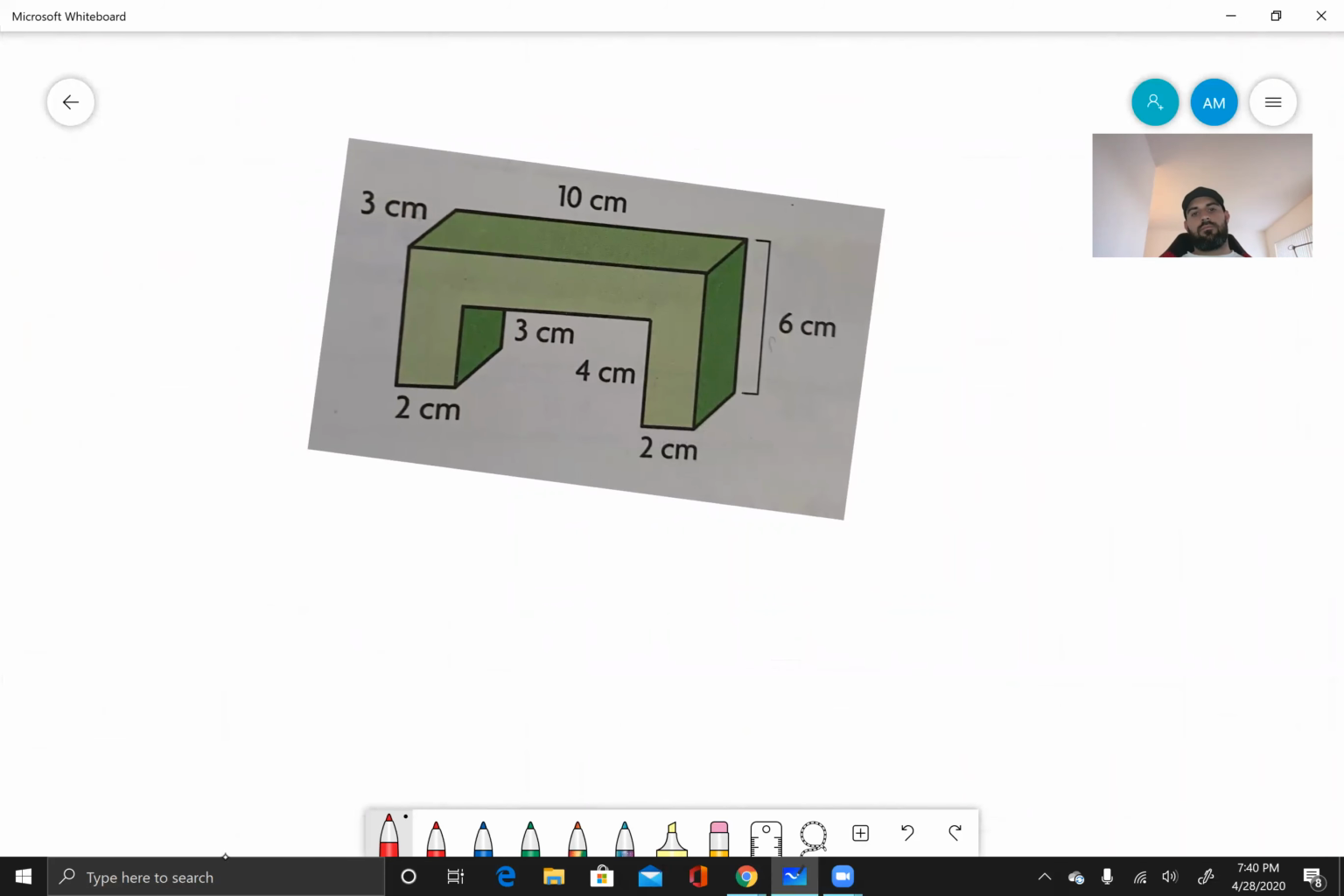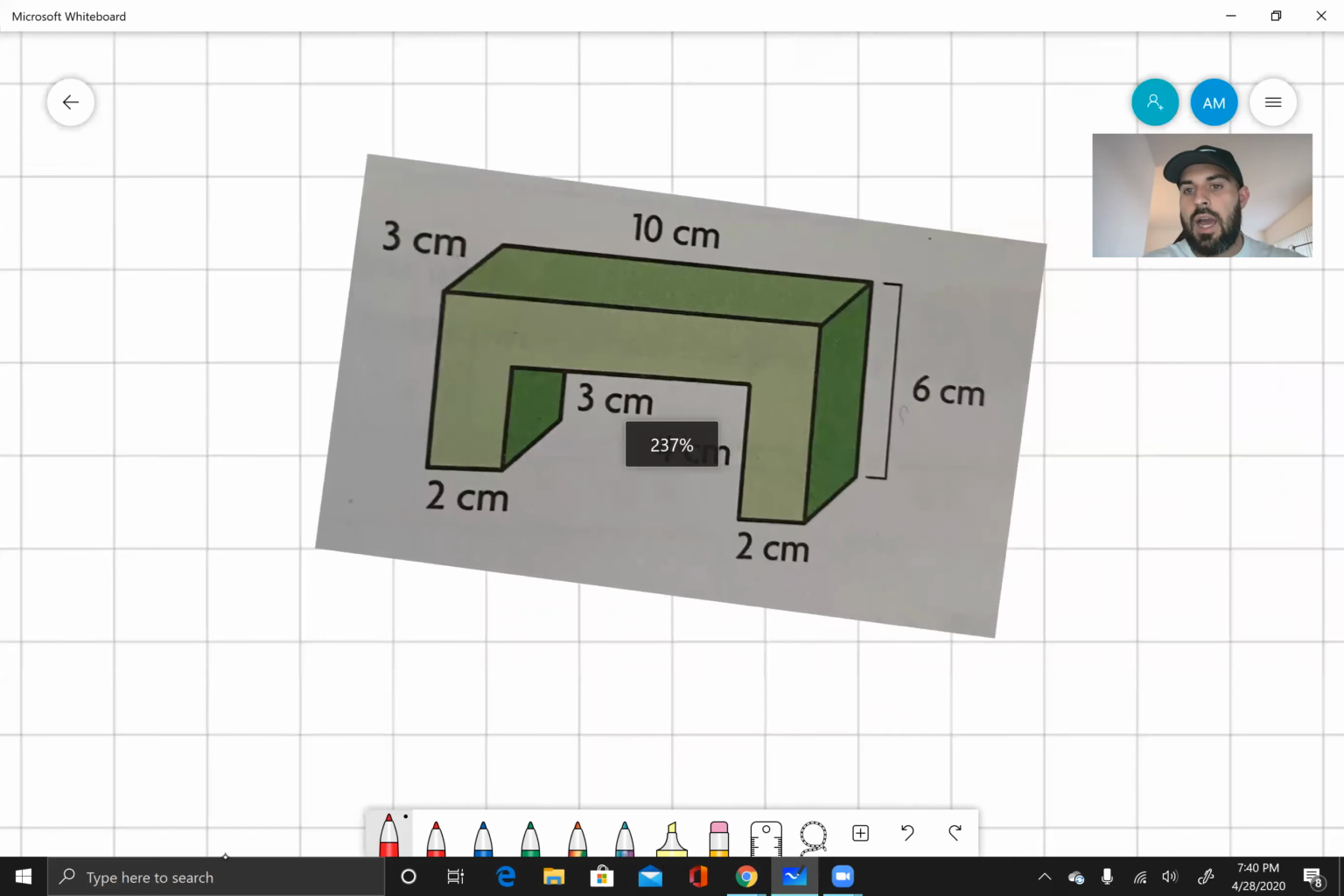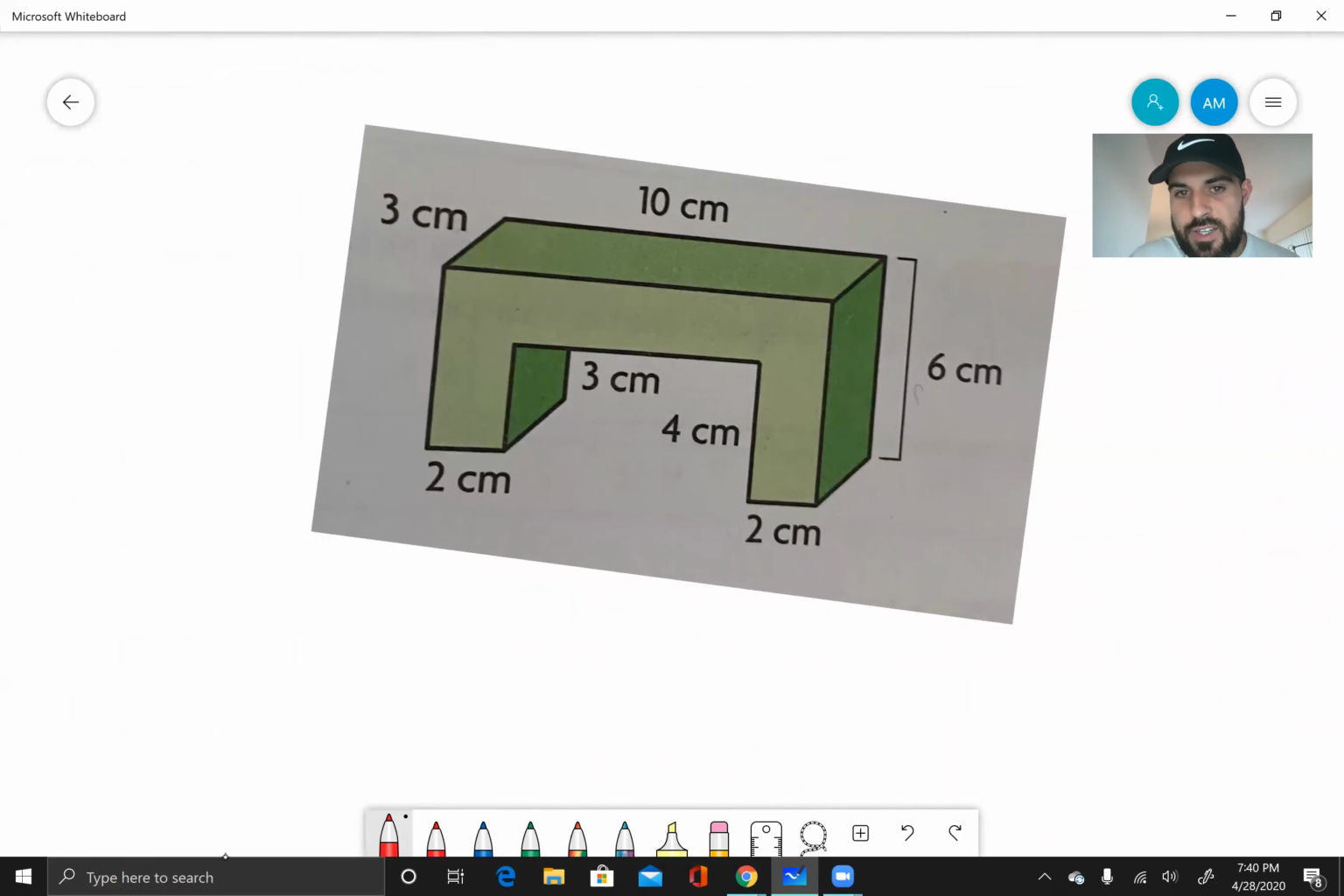Now, how can I solve this? I call it a monster, right? This is a little difficult, okay? Let me zoom this up a little bit. Here's what I like to call an irregular figure because it's just a lot. It looks kind of like a table. It's a lot going on, okay?